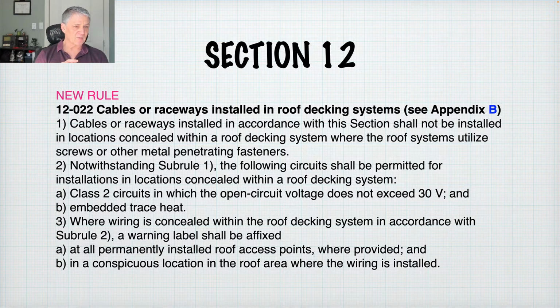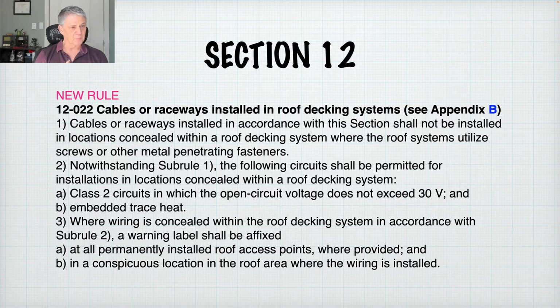Notwithstanding subrule 1, the following circuits shall be permitted for installations in locations concealed within a roof decking system. So, these are the rules. A, Class 2 circuits in which the open circuit voltage does not exceed 30 volts. And B, embedded trace heat. So the trace heat would be for melting snow.